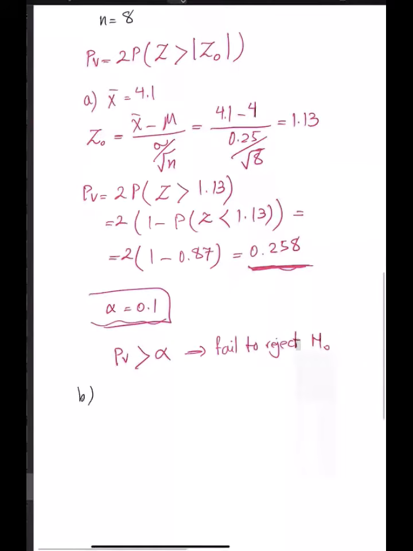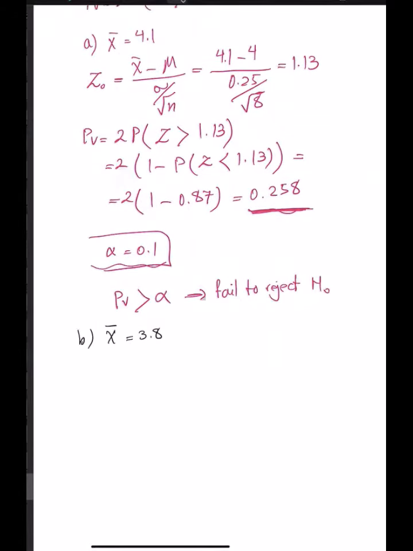For part B, we are expected to calculate the p-value if, after taking a sample of size 8, the value of x bar has been observed to be 3.8. And in this scenario, again, I'm going to calculate the value of the test statistics. That's going to be x bar minus mu divided by sigma over square root of n. X bar here is 3.8 minus 4 divided by 0.25 divided by square root of 8, and that's going to be minus 2.26.